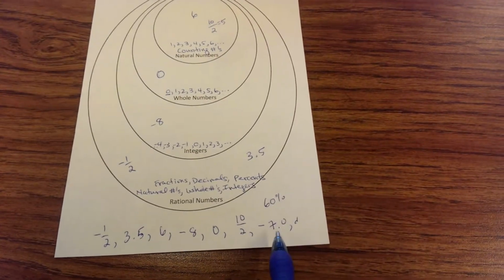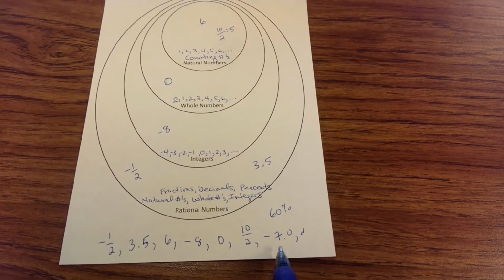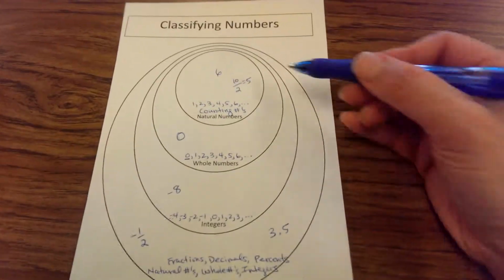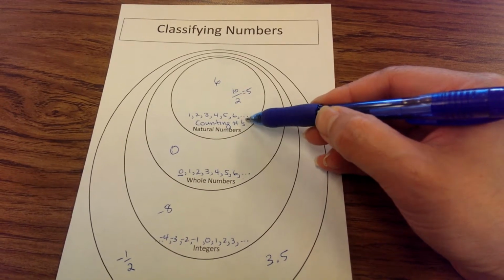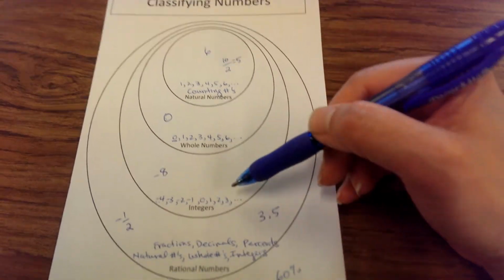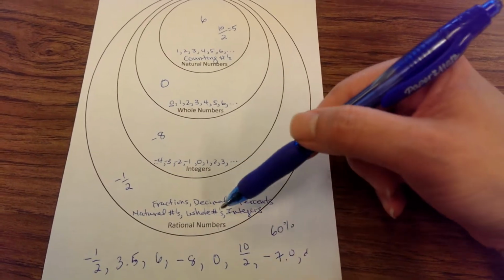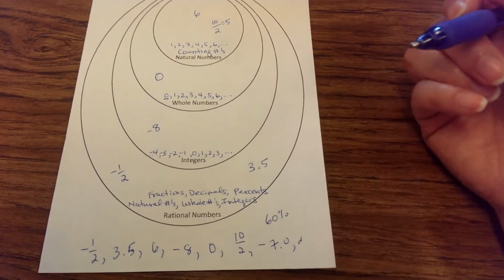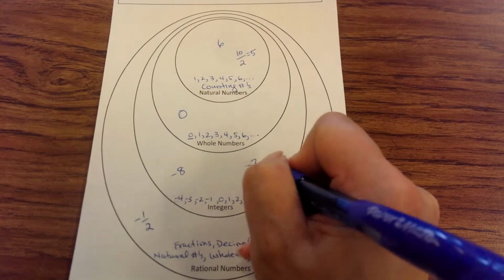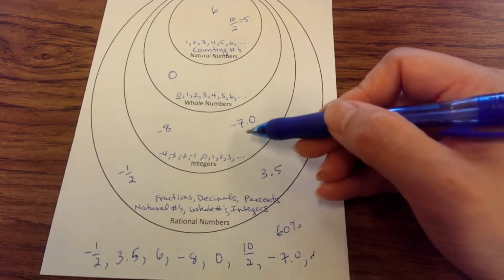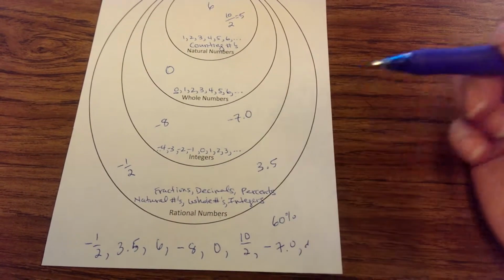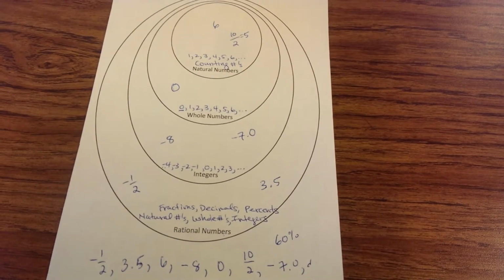Okay? Negative 7.0, well, negative 7.0 is the same thing as negative 7. Negative 7 is not in our counting numbers. It's not part of our whole numbers, but it is part of our integers, and of course, it's also a rational number. Since it's integers and rational numbers, it would go there because that means it's in both of these circles.